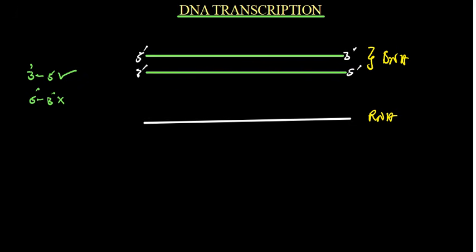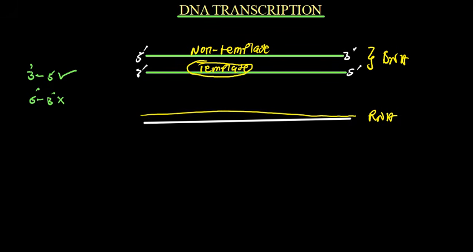That's a template. The strand which runs in the 5 to 3 direction is going to be non-template. Because the other one is the template, automatically this strand is known as the non-template strand. So these two strands here are given several names: one is the template, the other is the non-template. The template strand is the strand which has complementary bases to our RNA which we want to produce.